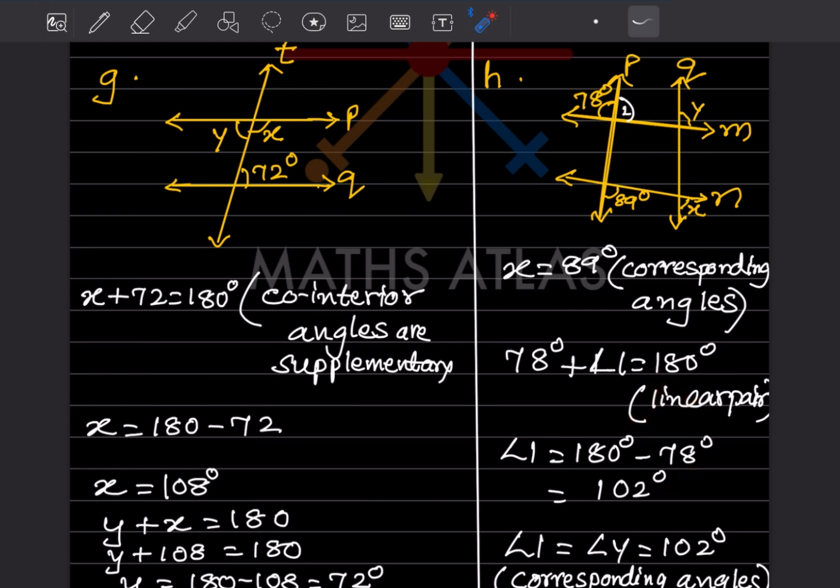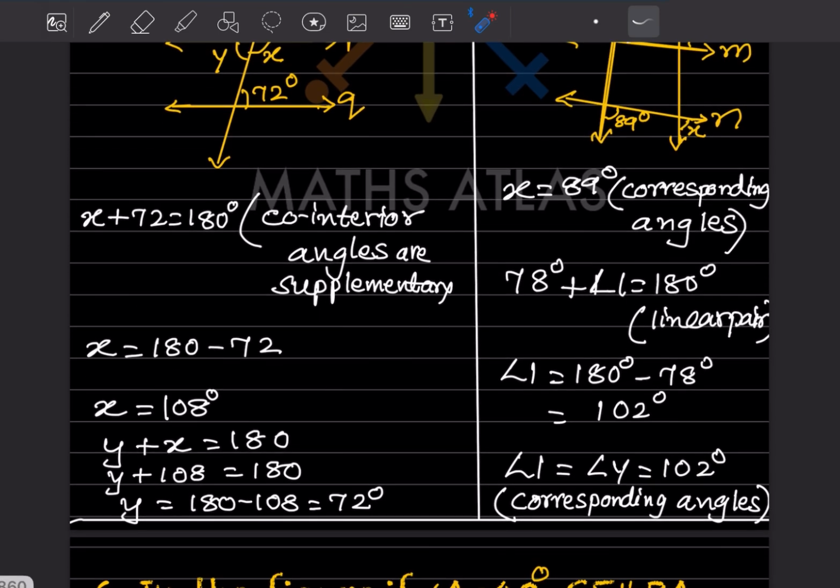Because what happened, we want to find out this y, and y is here outside. So again, we can say this angle 1 is going to be angle y. So this we got as 102, so this also should be 102. So angle 1 is equal to angle y is equal to 102 because of the corresponding angles.